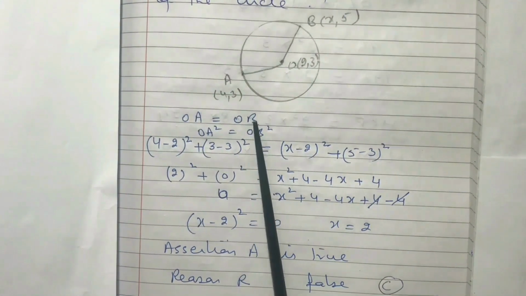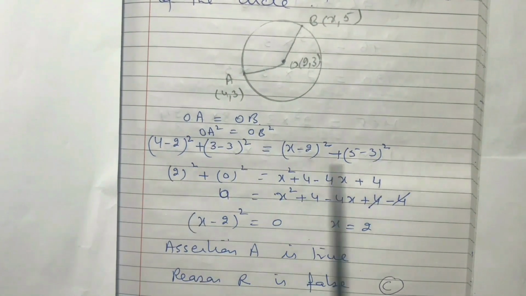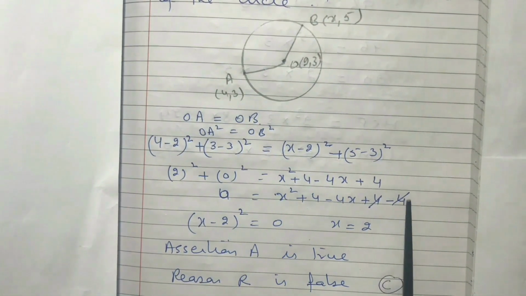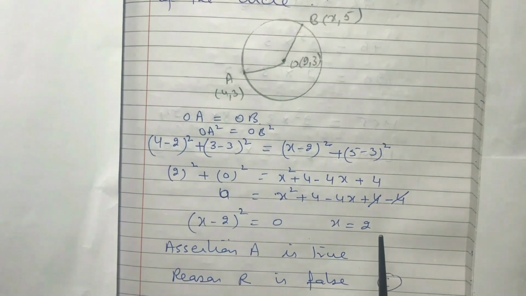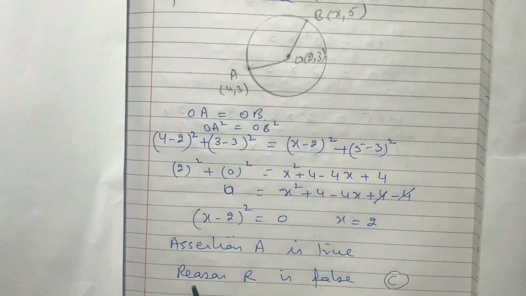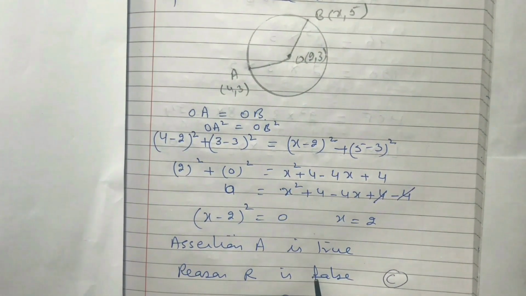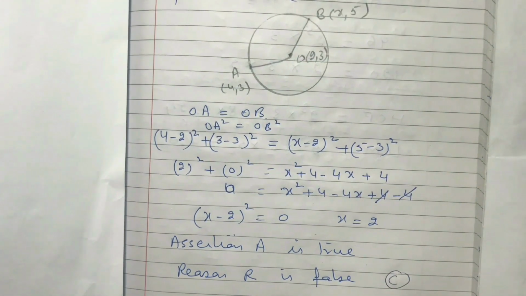So OA is equal to OB, OA square is equal to OB square. So apply the distance formula. I have applied the distance formula here. I'll get (x minus 2) whole square is equal to 0. It means x is equal to 2. It means assertion A is true and reason R is false. So what is the option? That is C is the option for this question also.